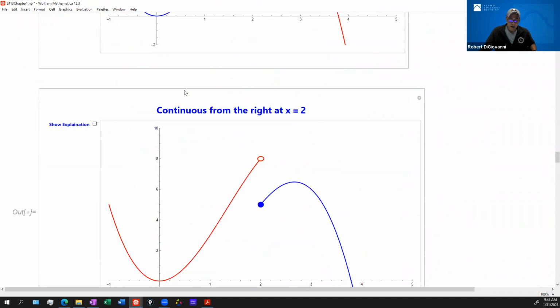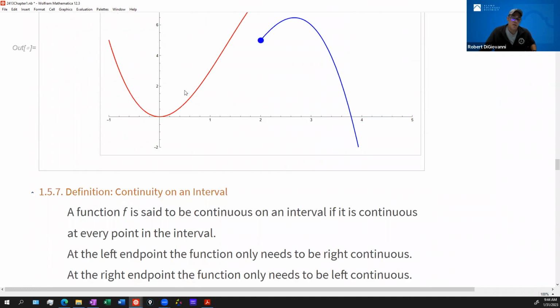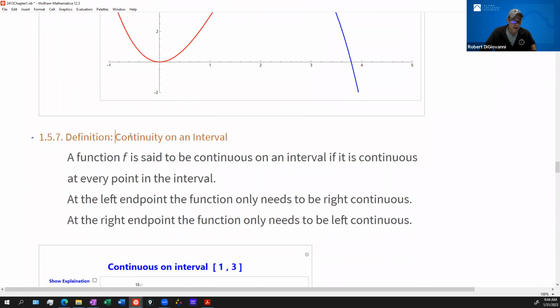Okay, so we've got left and right continuity. All right, so this we've already, no, this we have not talked about. So now we talk about continuity on an interval. Okay, continuity on an interval.